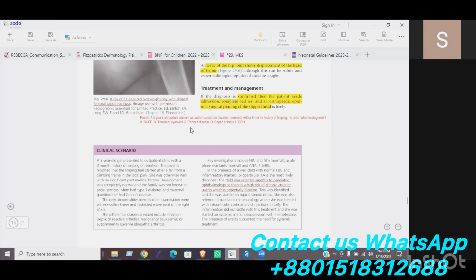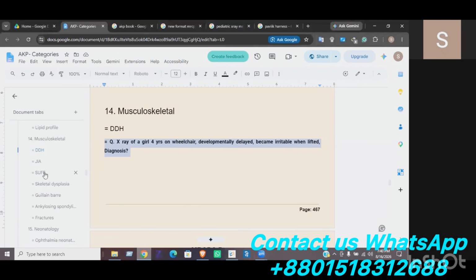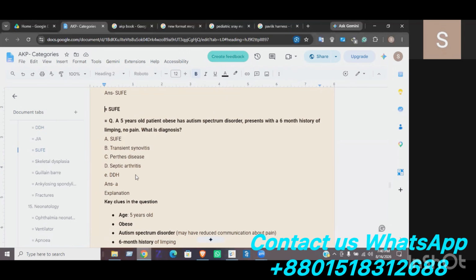This is another question. A 5-year-old obese child with disability after 6 months of limping, no pain. What is the diagnosis? Slipped capital femoral epiphysis. This is another exam question, especially for discussion. A 5-year-old, what is the diagnosis?